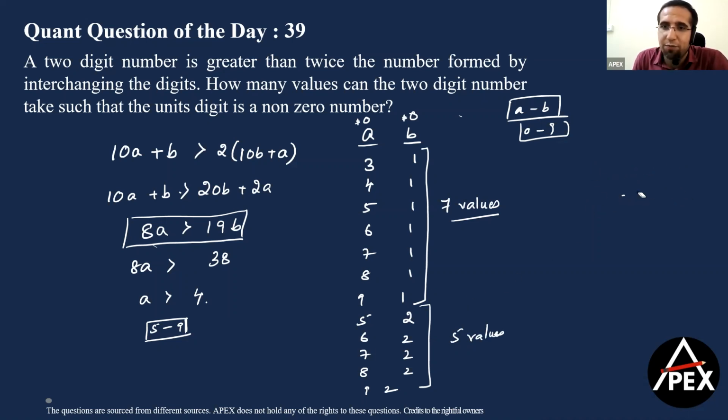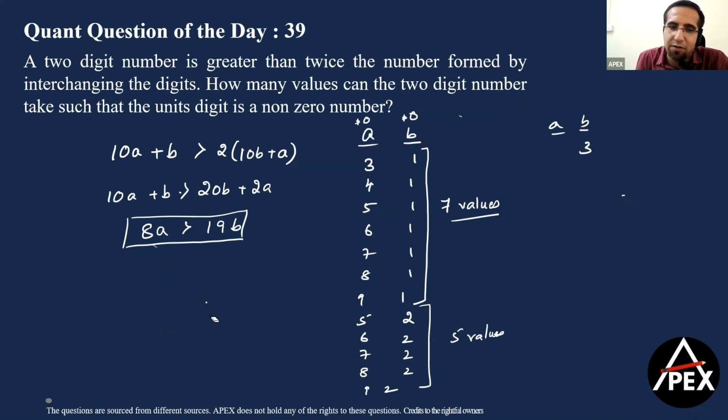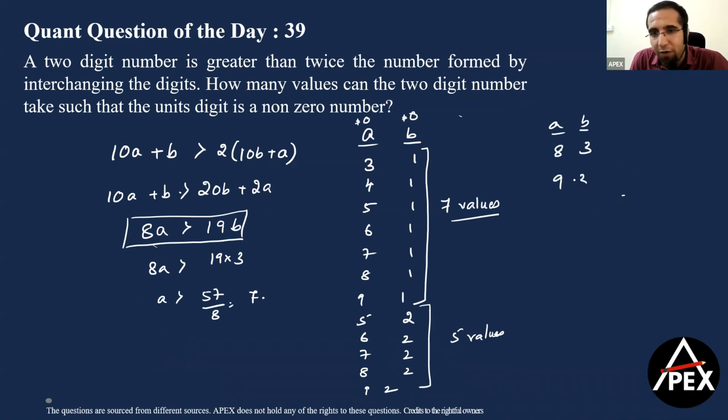Clear, guys? Now the next part is we take the value of B is equal to 3. Let us extend this calculation here. If I take B is equal to 3, then what am I getting here? 19 threes. What is 19 threes? 19 threes is 57. So if 8A is greater than 57, that means A is greater than 57 by 8, which is, 8 sevens are 56, 7 point something. Greater than 7, which means the values that A can take will be 8 or 9. Clear? So that becomes 2 more values.